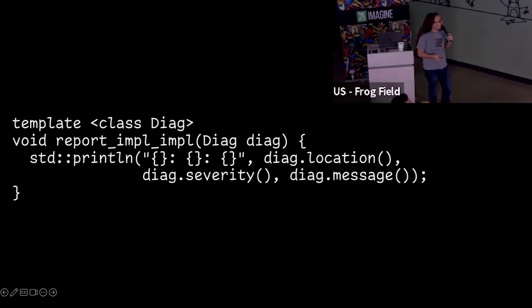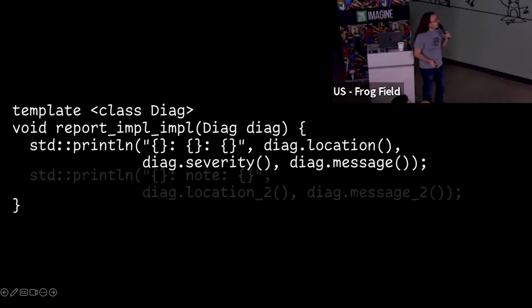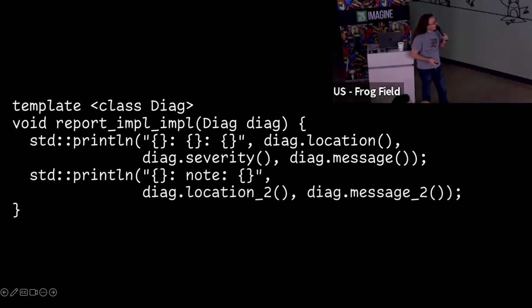But for our report impl function, this only uses location and message. It doesn't use location2 and message2. What we would like is to throw in location2 and message2. But the problem is, if you give in the unused variable warning to this function, it'll fail to compile because unused variable doesn't have a second location and a second message. So how do we make it compile the code both ways?